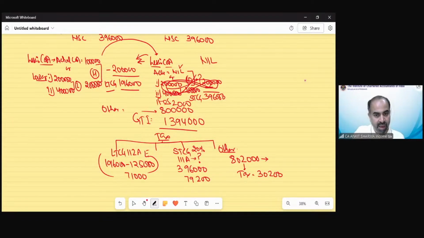79,200. And on this value, the rate would be 12.5%. So the tax would be 8875. If you aggregate it, the tax liability would be 118275. Rebate is not applicable because it's exceeding 7 lakh rupees. No surcharge because not exceeding 50 lakh rupees.